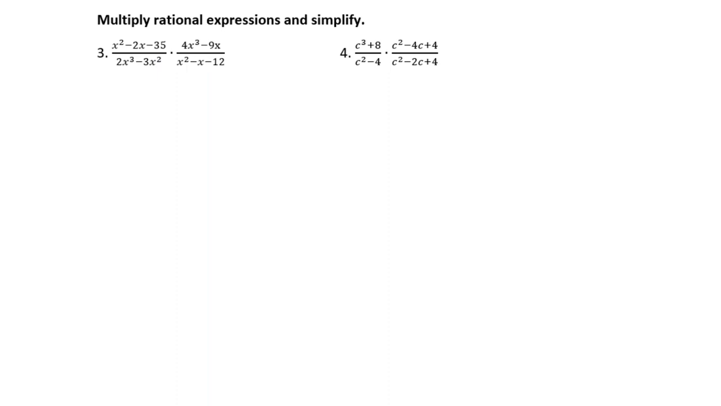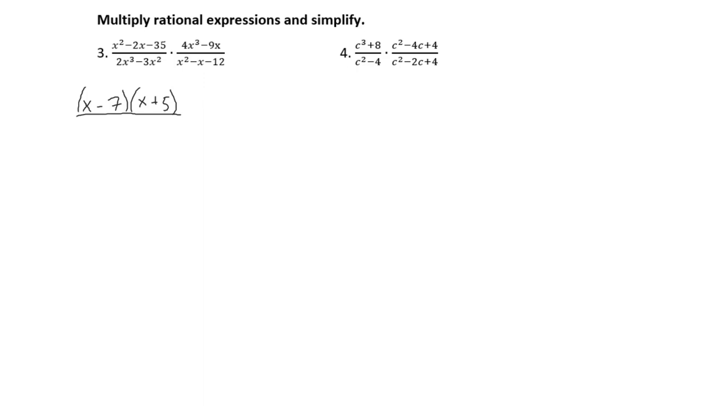Let's look at another page. All right, so again, even though this looks a lot longer, the process is the same. Start by simplifying. Factor everything you can. So we get x minus 7, x plus 5, because negative 7 times 5 gives you negative 35. Negative 7 plus 5 gives you negative 2.